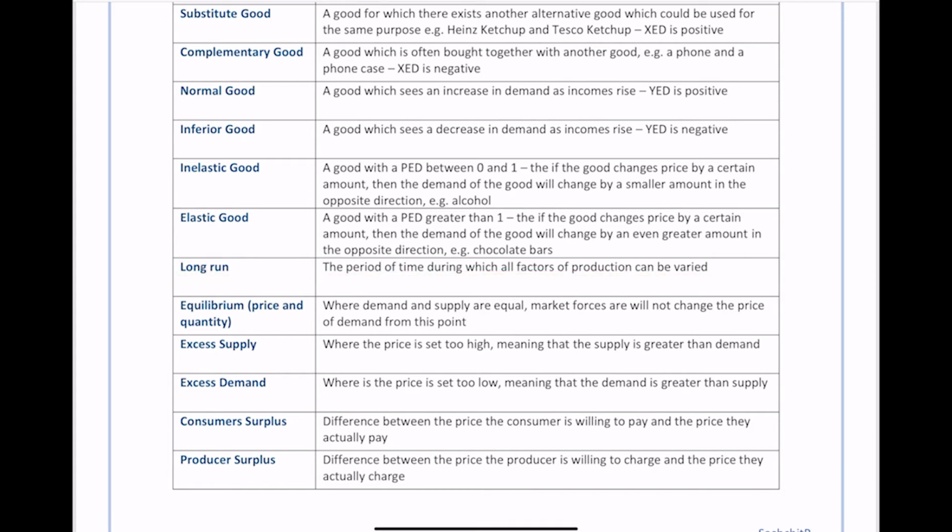Then you've got equilibrium in terms of price and quantity, and this is where the demand and supply that you have are both equal. So market forces won't change the price or demand from this point. Essentially, if you had a graph like this, it's just where this part meets that part. That's market equilibrium. Then we've got excess supply and demand. So excess supply is just where your prices are way too high, which means that your supply is greater than demand.